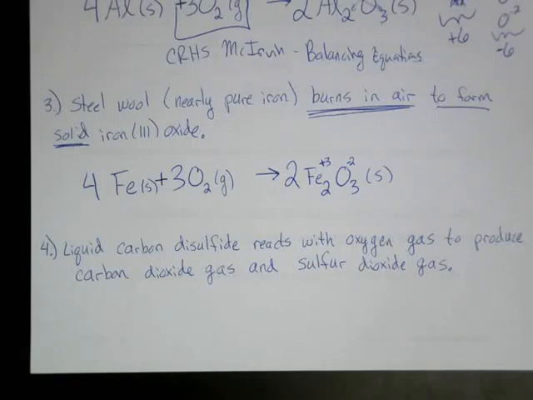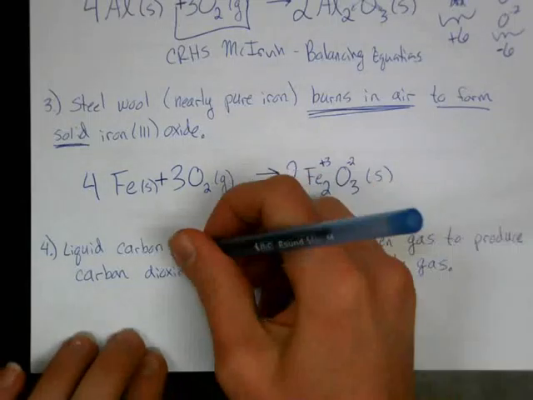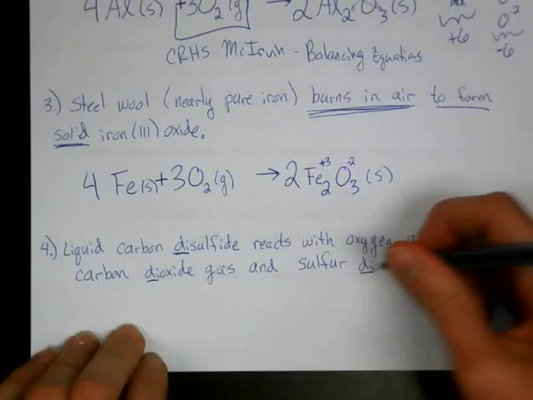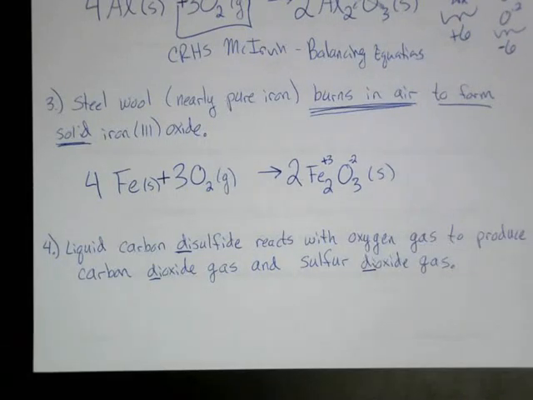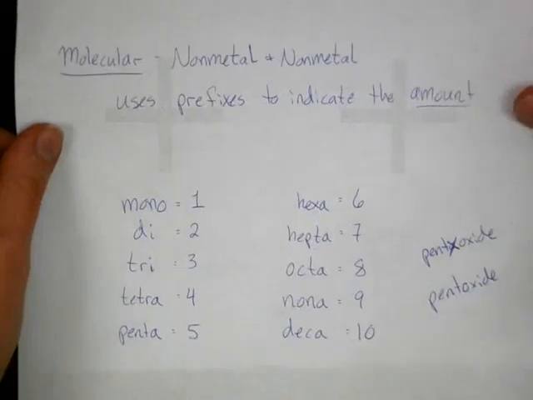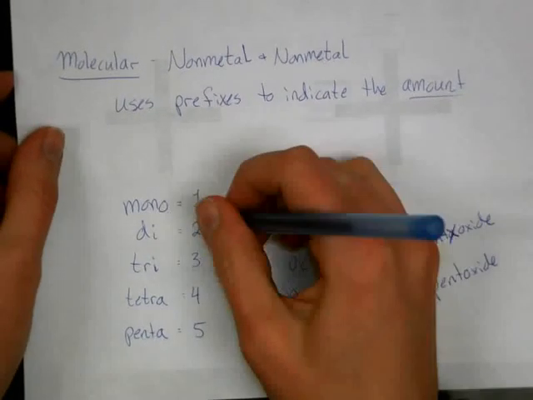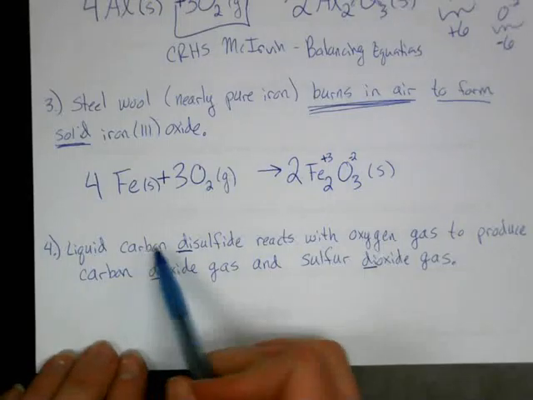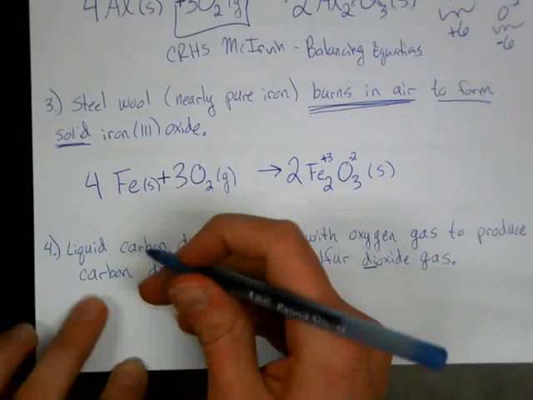Liquid carbon disulfide reacts with oxygen gas to produce carbon dioxide gas and sulfur dioxide gas. All right, now we're getting into some prefixes. So these are molecular substances, and we can tell because it says disulfide, dioxide, and dioxide. Think back to my prefixes on this previous page. We had di to be 2.